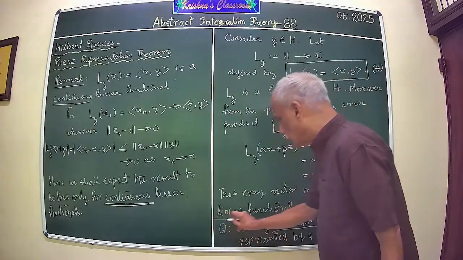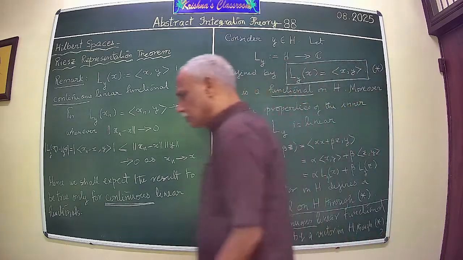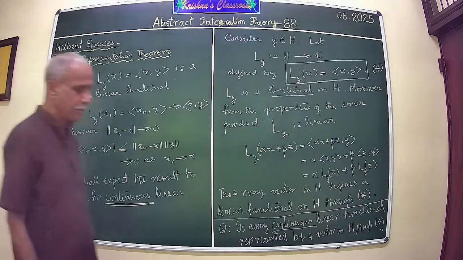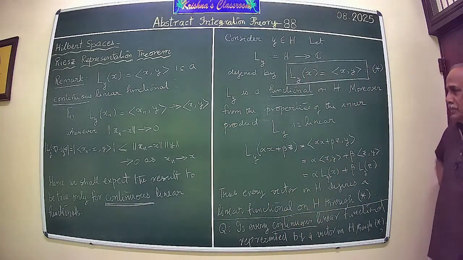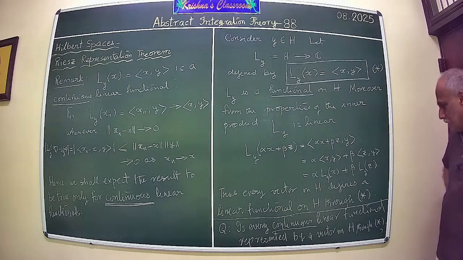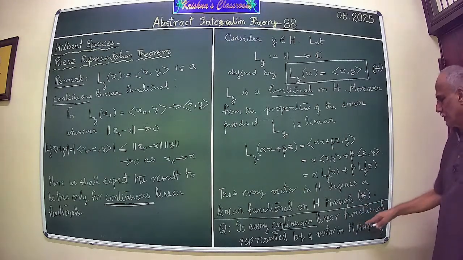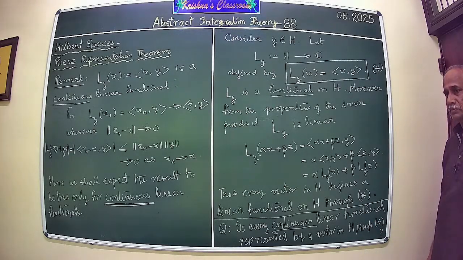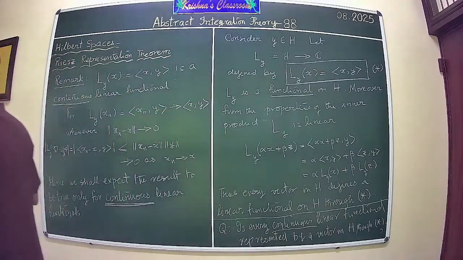So the question that you ask is, does this account for all continuous linear functions? That is our problem. Is every continuous linear functional represented by a vector in H through the representation star? This is the question that you are solving. We shall show that the answer to this is yes.